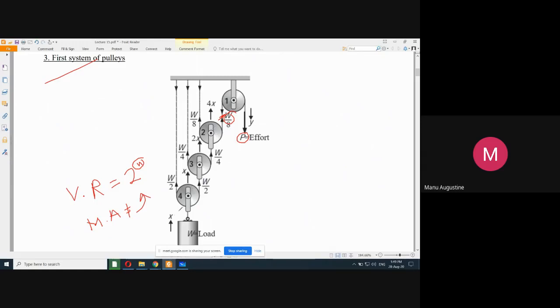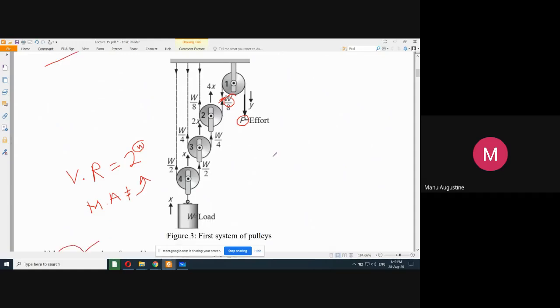अभी यहाँ पर 4 पुलीज यूज किए हैं, अब आप 8 यूज कर लो, 10 यूज कर लो, 50 यूज कर लो, अगर आपके पास इतना बड़ा सेटअप है पुलीज को बनाने का। तो जितनी ज्यादा पुलीज यूज करते जाओगे वेलोसिटी रेशियो उतना ही बढ़ता जाएगा। In other words, the effort arm will have to pull a lot of rope to lift the load by a slight amount. ठीक है? So this is the conclusion of your first system of pulleys.